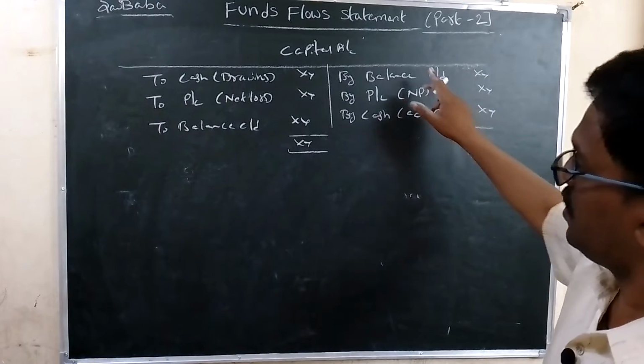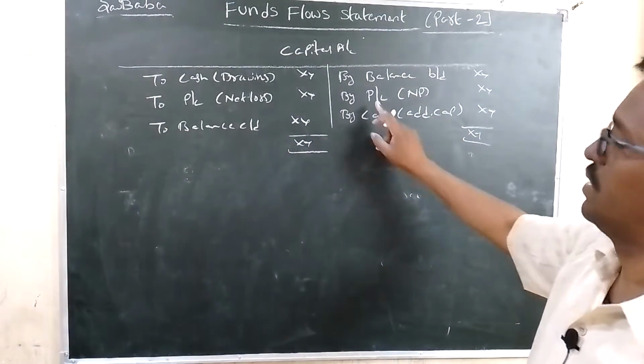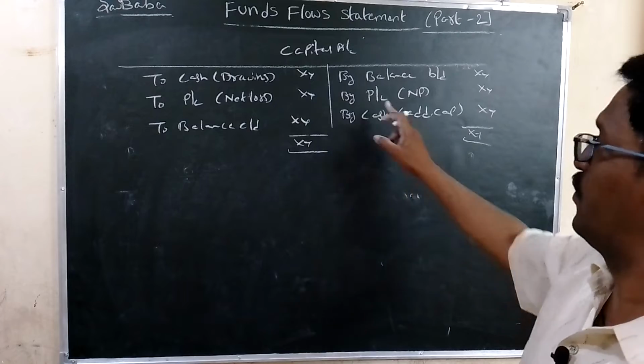If the capital account increases, the amount is treated in two ways. Either one, net profit by P&L account.